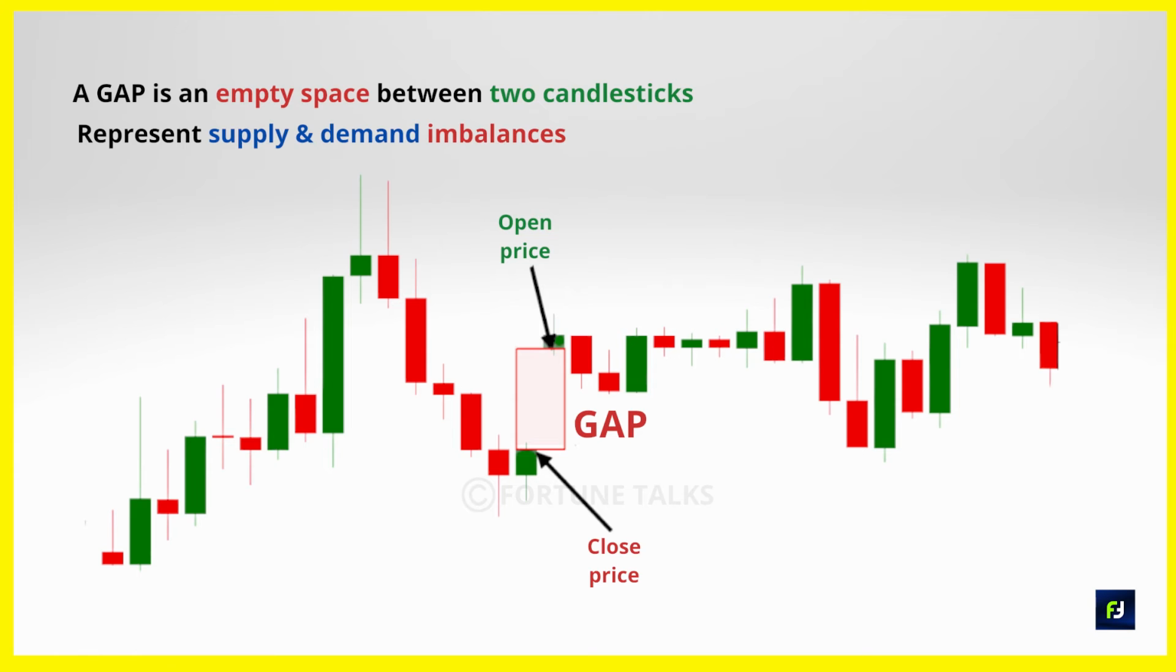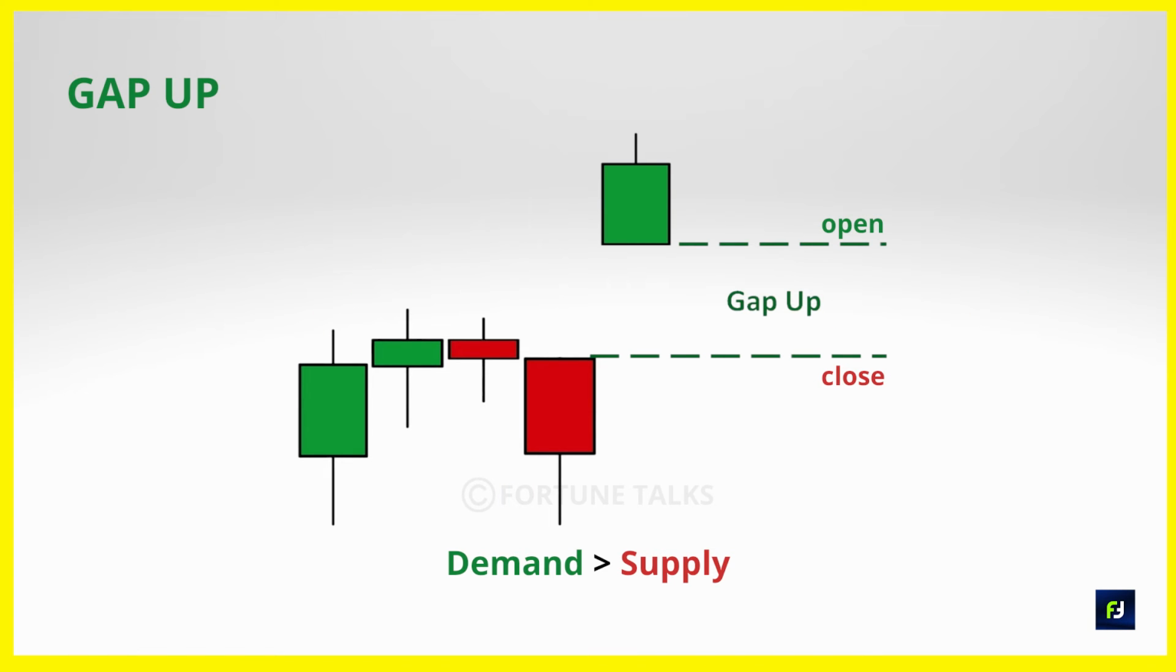A gentle reminder: a gap is an empty space between two candlesticks where the price either rises or falls from the previous candle's close with no trading occurring in between them. What this represents is a big supply and demand imbalance, where either the supply exceeds the demand or the demand exceeds the supply. This is extremely important for us as it shows exactly where the market imbalance is located on a price chart.